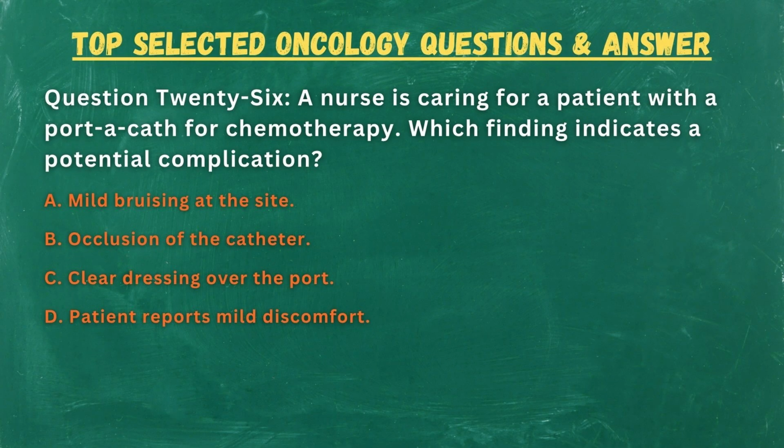Question 26. A nurse is caring for a patient with a portacath for chemotherapy. Which finding indicates a potential complication? A. Mild bruising at the site. B. Occlusion of the catheter. C. Clear dressing over the port. D. Patient reports mild discomfort. Answer. B. Occlusion of the catheter.